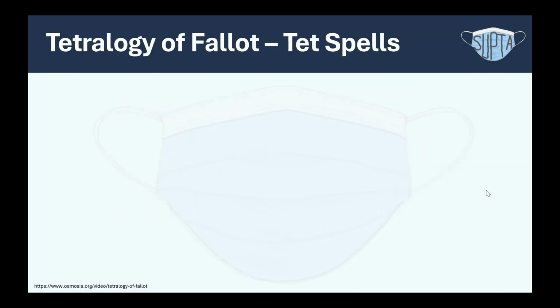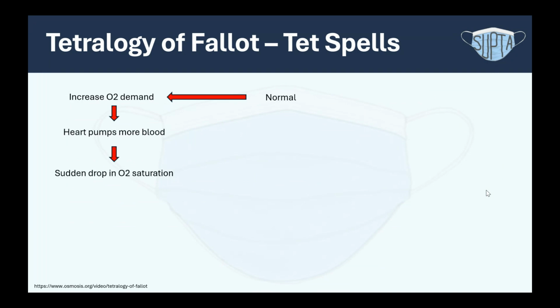Okay, let's now talk about TET spells. TET spells are essentially just episodes of cyanosis. So how exactly are these going to come about? Suppose you have a child who's doing an activity that requires a high amount of oxygen. Their oxygen demand is going to go up, and the heart will compensate for this by pumping out more blood. There's going to be a sudden drop in oxygen saturations because more deoxygenated blood is bypassing the lungs, and that is going to lead to cyanosis.